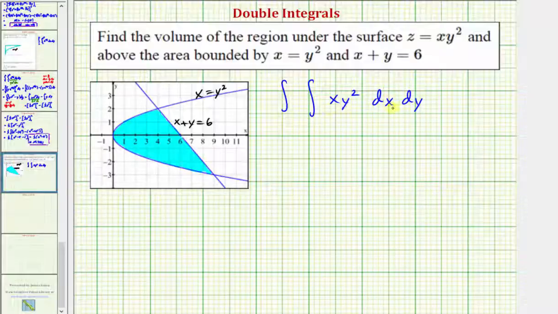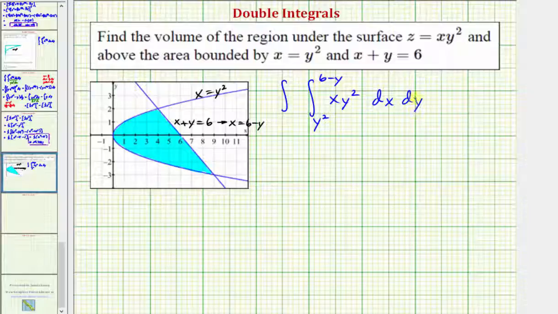Integrating with respect to x first, notice how the area is bounded by the curve to the left and the line to the right. And because the curve is given by x equals y squared, that is going to be the lower limit of integration in terms of x. And then for the upper limit of integration, we need to solve this equation here for x. Solving for x, we would have x equals 6 minus y, which is the upper limit of integration for x.